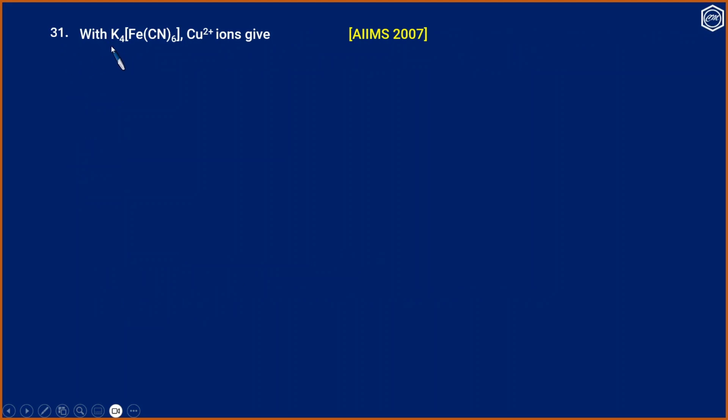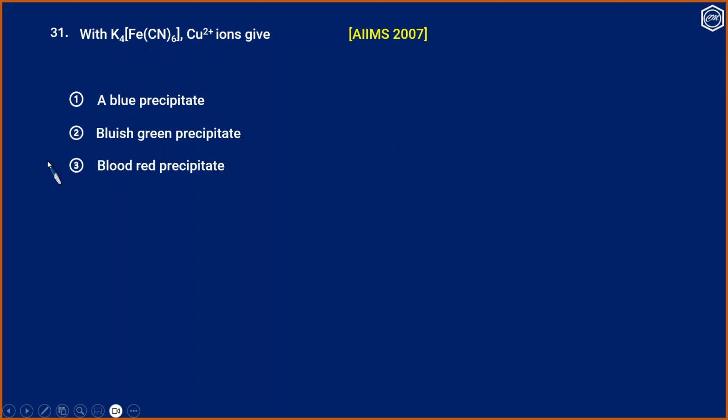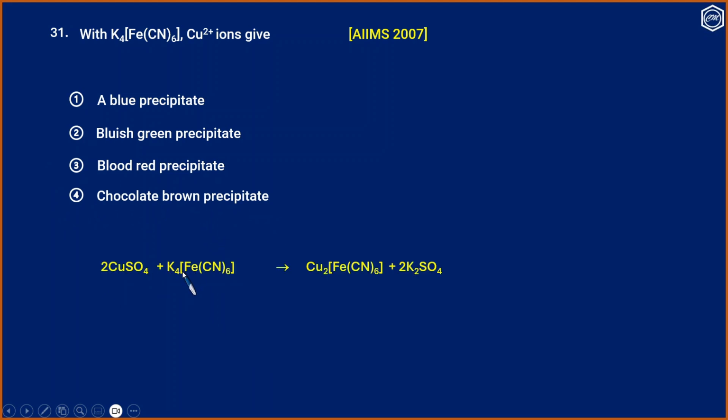Question 31. With potassium ferrocyanide, copper 2+ ions give a blue precipitate, bluish green precipitate, blood red precipitate, or chocolate brown precipitate. We know copper sulfate reacts with potassium ferrocyanide, giving copper ferrocyanide. And this copper ferrocyanide, or copper hexacyanoferrate 2, is a chocolate brown precipitate, and it is used as a confirmatory test for copper. So the answer is 4.